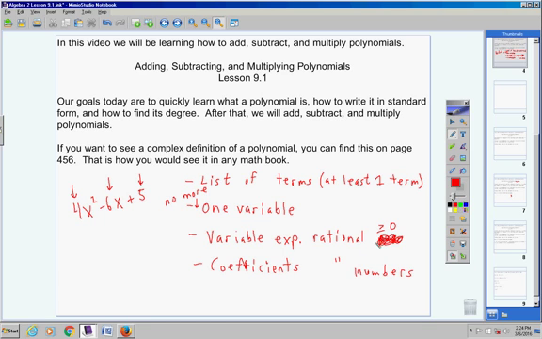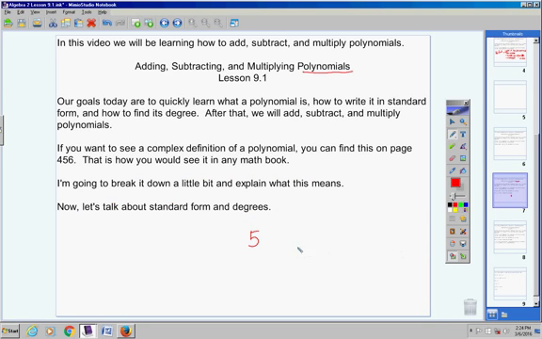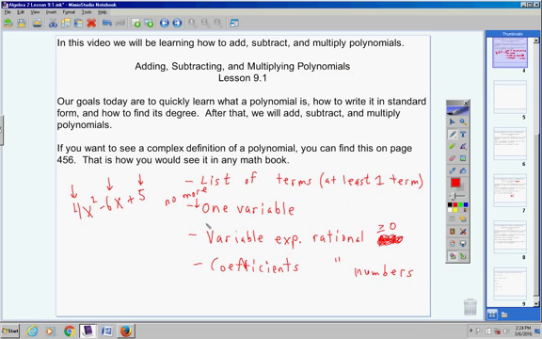Because actually, when I said your variable exponent has to be positive, that would leave out 0. And to be honest with you, you can definitely have an exponent of 0 in a polynomial function. That's totally fine. So I do apologize for those two mistakes.